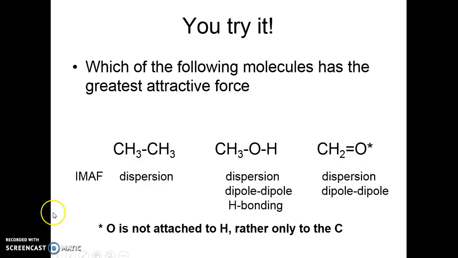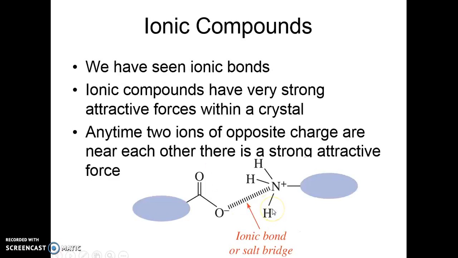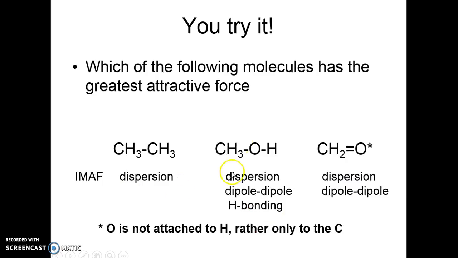How was I able to get this very quickly? With organic molecules, you look for oxygen and nitrogen. If oxygen or nitrogen are present, then it's polar and it will have dipole-dipole forces. Then I look for a hydrogen attached to the oxygen or nitrogen. This one has a hydrogen attached to the oxygen, so it's able to do hydrogen bonding. Now that I'm able to list all these intermolecular attractive forces, I can say this one has the strongest intermolecular attractive force. This one has the smallest one.